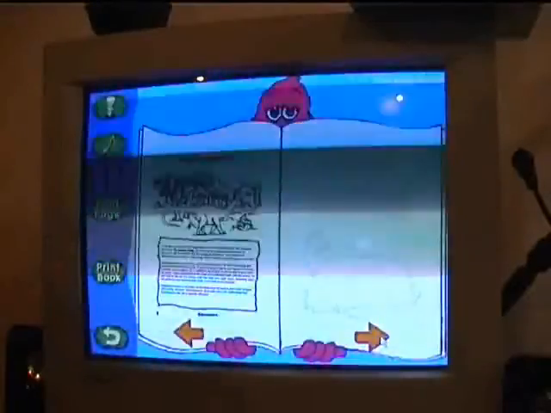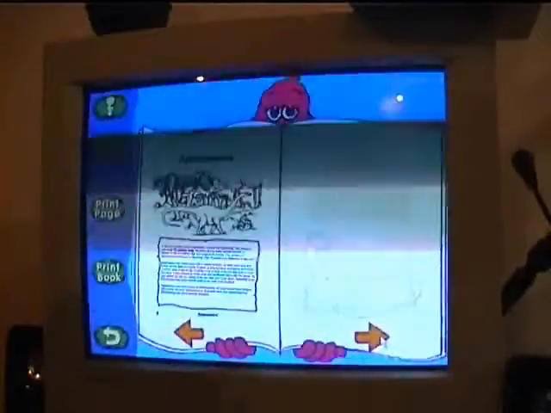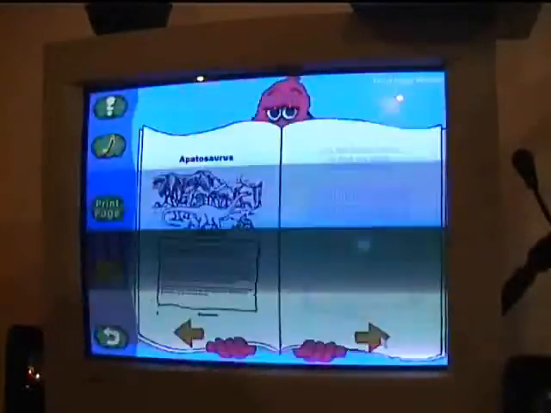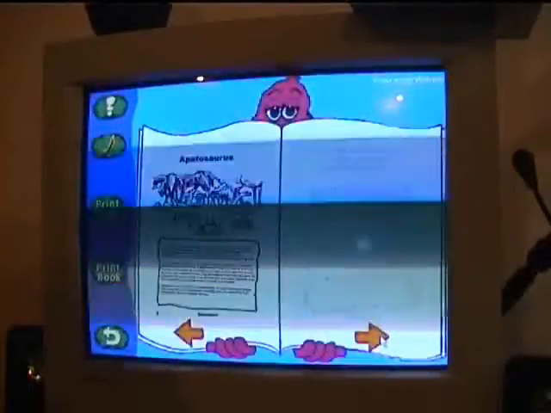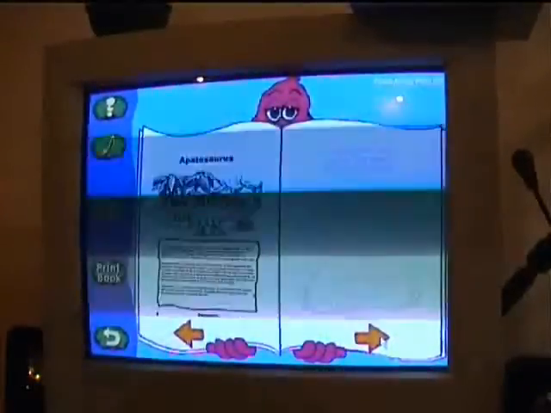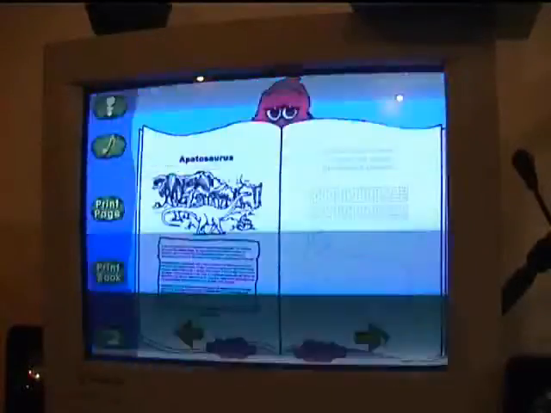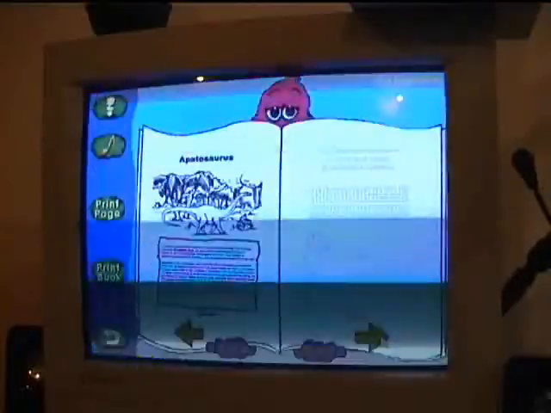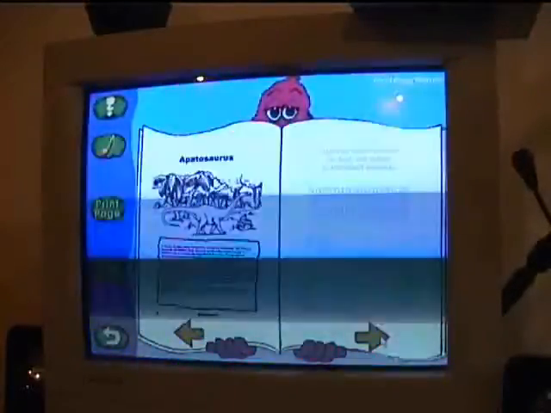Page 6. Apatosaurus. In the late Jurassic period, Apatosaurus roamed the woodlands. This dinosaur was about 12 metres long, the same as 2 buses parked bumper to bumper. It was 4.5 metres high and weighed 40 tons. The remains of Apatosaurus were found in Wyoming, Utah, Colorado and Oklahoma in the United States of America.